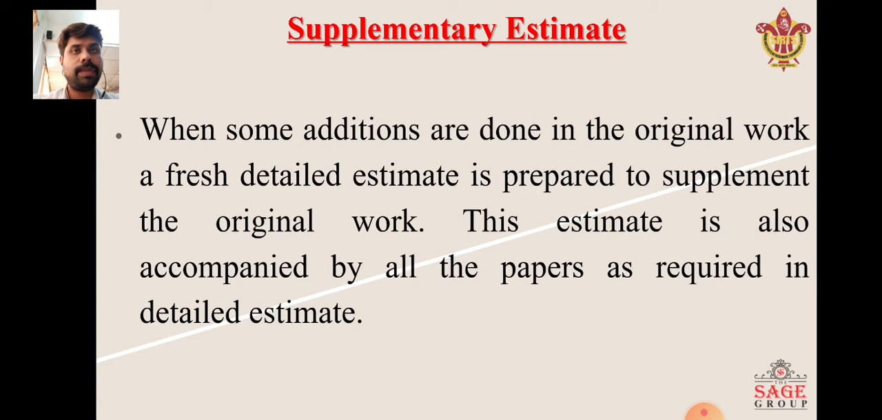Next is supplementary estimate. When some additions are done in the original work, a fresh detailed estimate is prepared to supplement the original work. This estimate is also accompanied by all the papers as required in the detailed estimate. Supplementary estimate supplements the main estimate or detailed estimate. And if we have made some corrections, or if we want to do some additions in that, then we have to prepare a supplementary estimate which will support the detailed estimate.